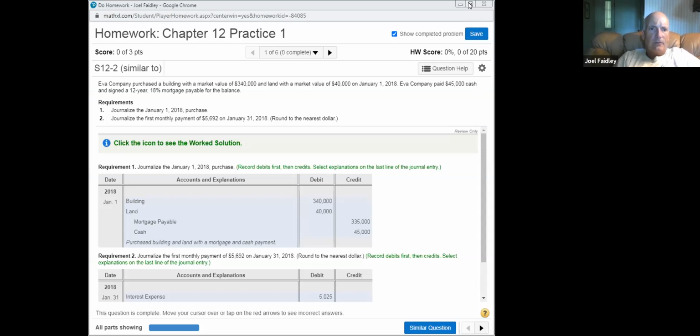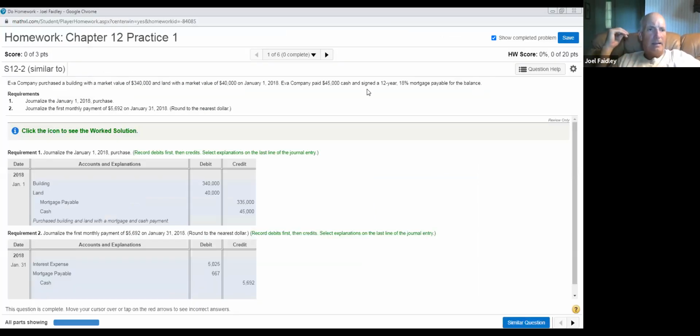What we have here on this first one is EVA Company has purchased a building, market value $340,000, land with a market value of $40,000, paid $45,000 cash, and signed a 12-year, 18% mortgage. What a high mortgage rate, isn't it, for the balance?